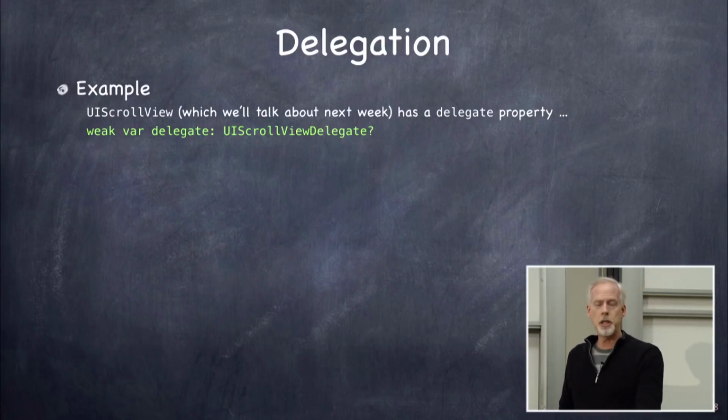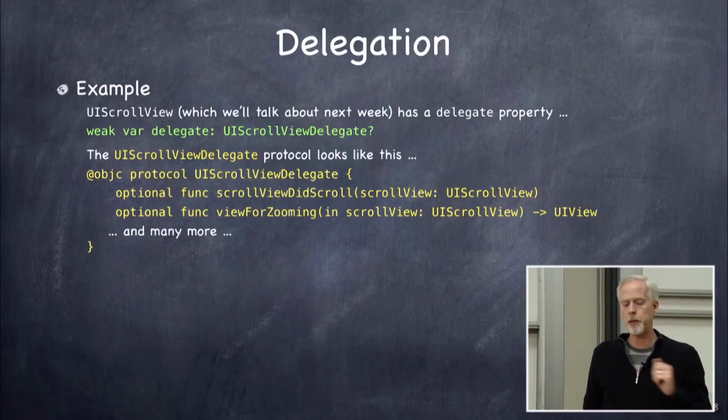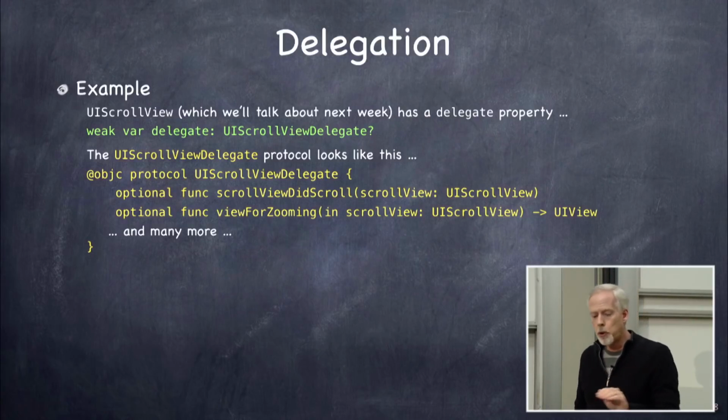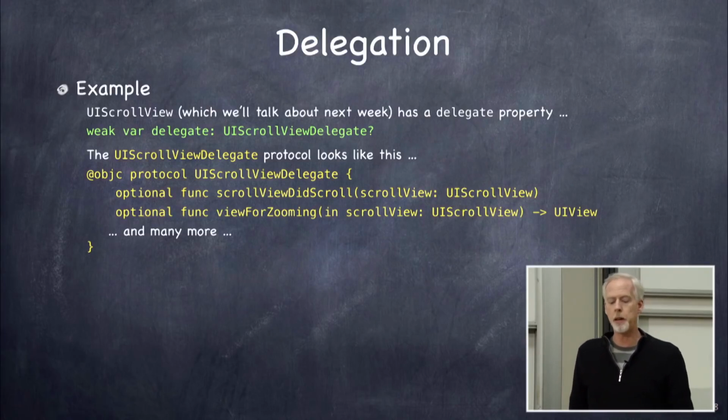So anyway, notice it's an optional because it's weak. This is the delegate. It's of type UI scroll view delegate. This is what that protocol looks like. It's an Objective-C protocol. It's called UI scroll view delegate, and it's got all those funcs in there. Scroll view did scroll to here. Give me the view for zooming over here. It's got about 15 of them in there if you go look at the documentation.